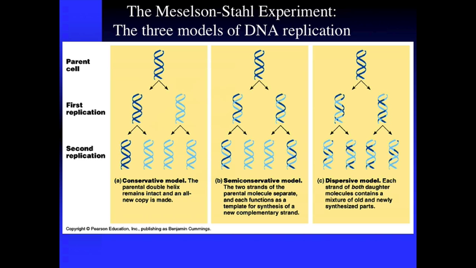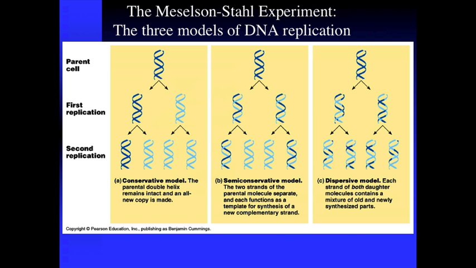Now I grow it for one generation on light nitrogen. If DNA replication is conservative, then I'm going to have my original molecule, and I'm going to have the new molecule I've grown for one generation. So what's it going to look like if this is the model in that new run? I'm going to get a heavy band, and I'm going to get the light band, reflecting the DNA molecule that was copied now using light nitrogen.